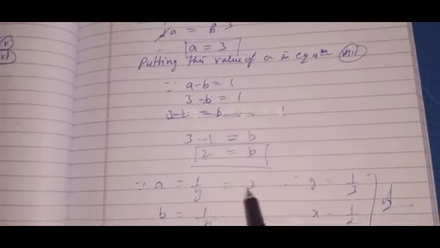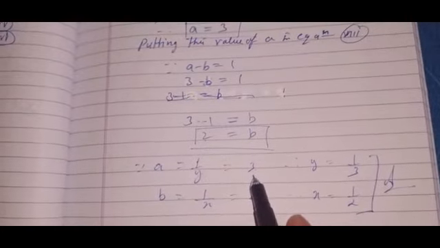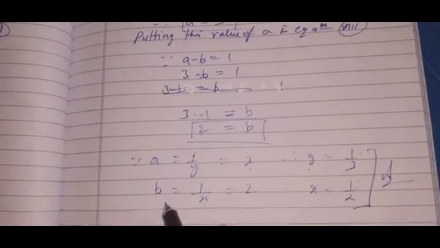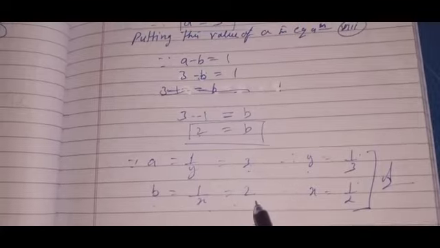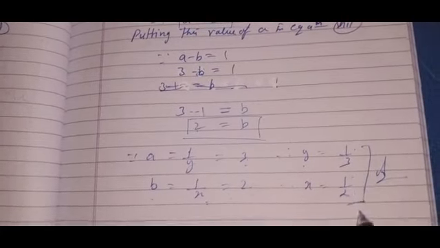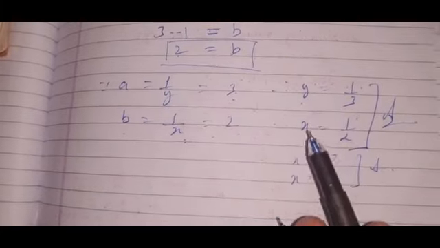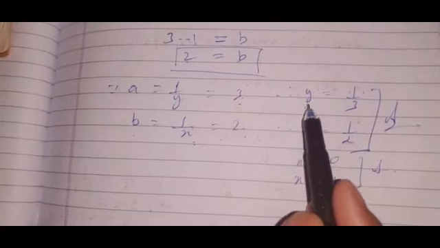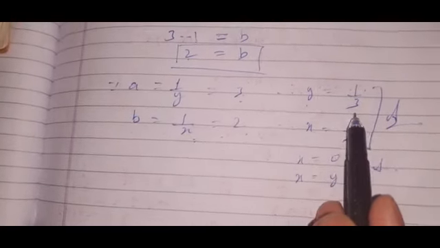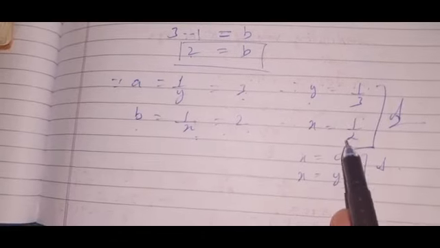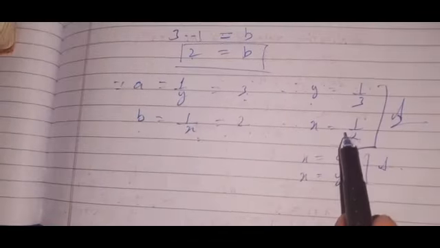So a is equal to 3 means what? 1 by y is equal to 3. Therefore y is equal to 1 by 3, and b is equal to 1 by x, that is equal to 2. So x is equal to 1 by 2. So at last what we found is that y is equal to 1 by 3 and x is equal to 1 by 2 is the solution of the given linear equations.